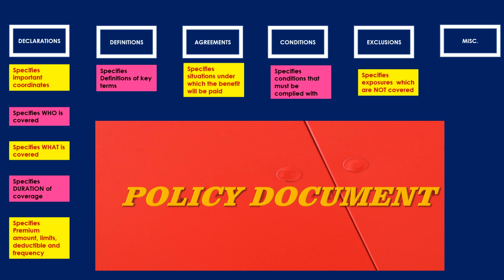All the items that we just spoke about are part of 5 major sections in your policy. This could differ a bit with companies and products, but generally, these are categorized into Declarations section, Definitions section, Agreements section, Conditions section, Exclusions section, and there could be a Miscellaneous section. These together form the insurance policy document.